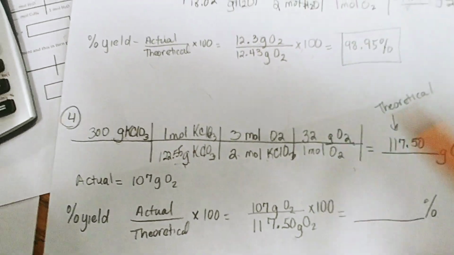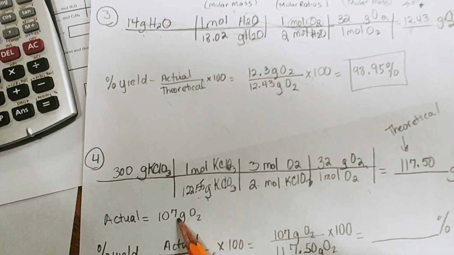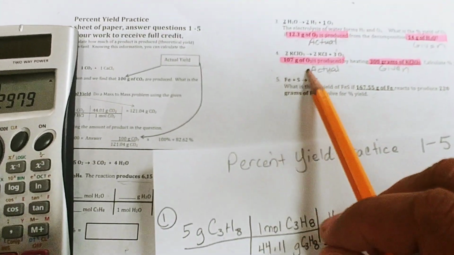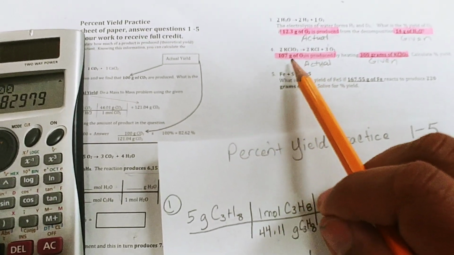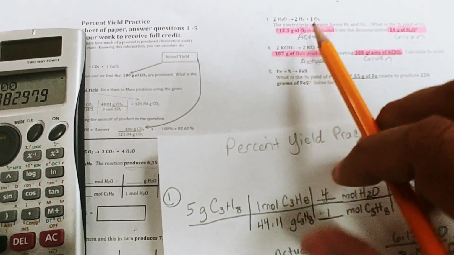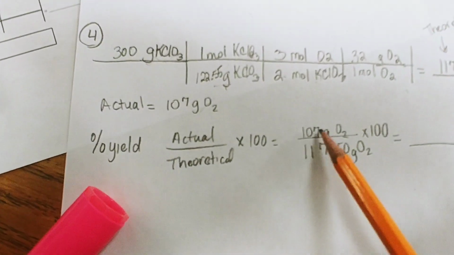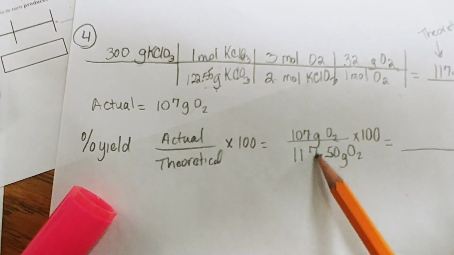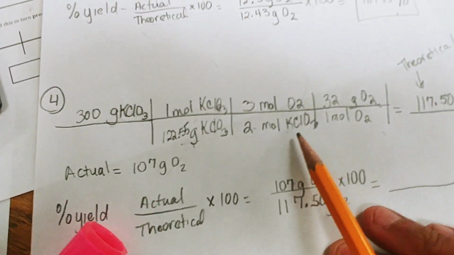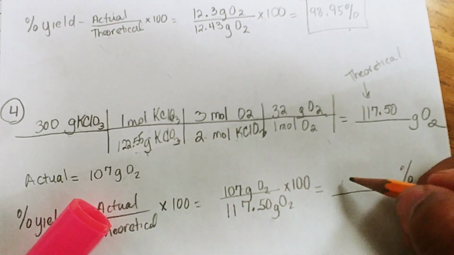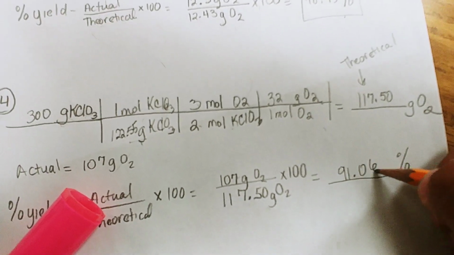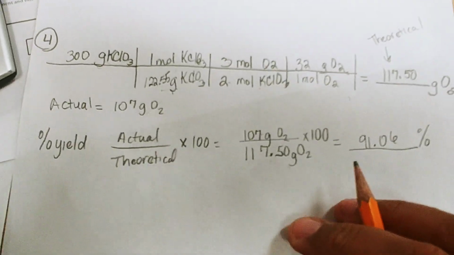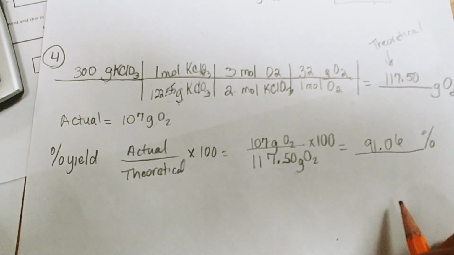So now remember from the question that our actual was 107 grams of O2. Why? Because it was the one that was attached to the word produced. Anything attached to the word produced, that's going to be our actual. So 107 goes on the top, and the theoretical, which is 117.50, goes on the bottom. Divide the 2, multiply by 100, and you're going to find out that your percent is 91.06%, for the percent yield. And that is our answer for number 4.